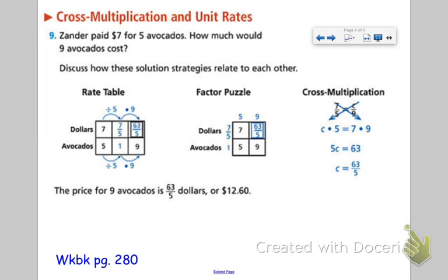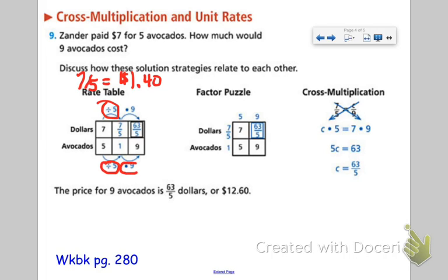In this case, 9. So I'm going to first think, okay, if $7 is for 5 avocados, I'm going to divide by 5 to get 1 avocado, but I'm going to do the same thing to the dollars. 7 divided by 5 is 7/5. Or if you really want to be accurate, 7/5 of a dollar is actually equivalent to $1.40. So it's really $1.40 for 1 avocado.